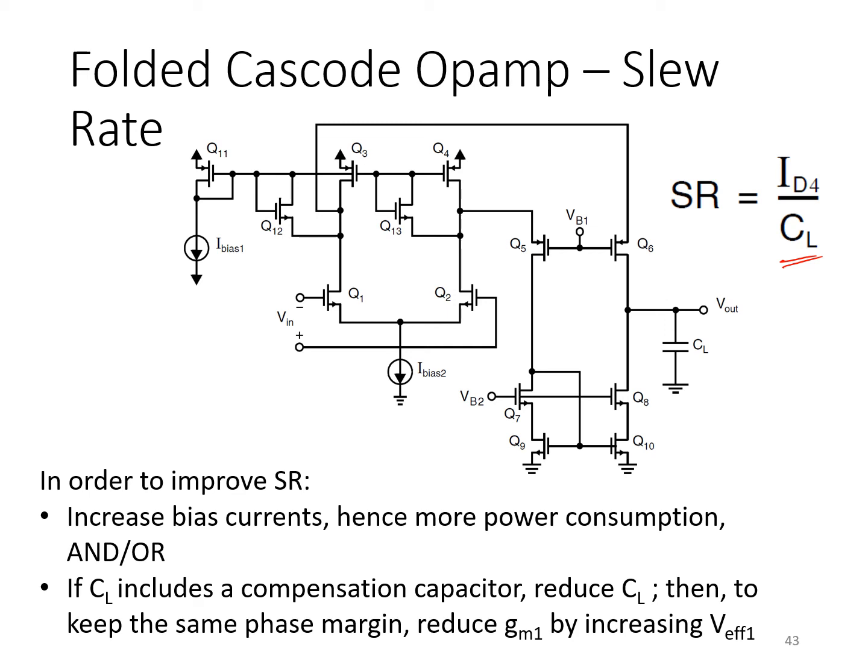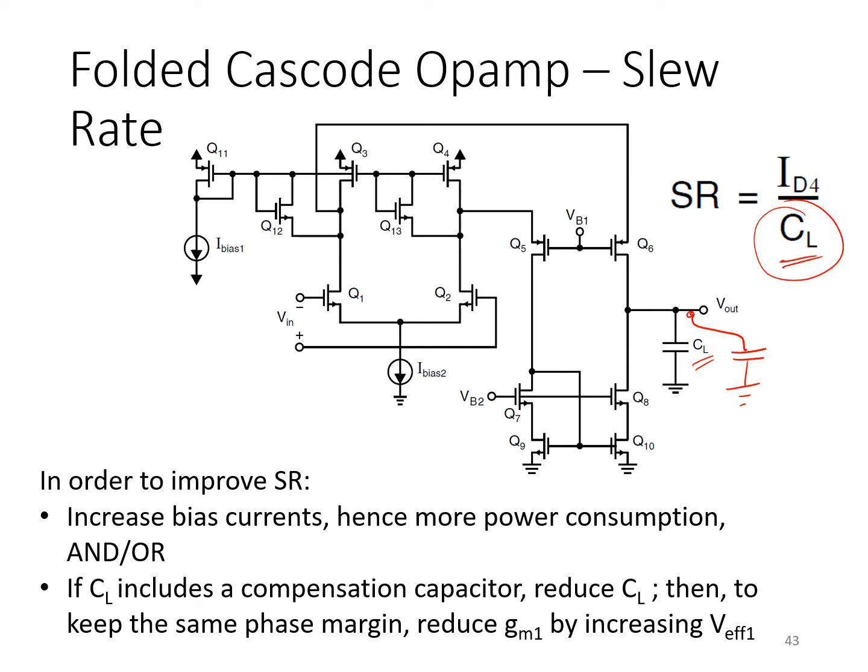Well, one approach you can take is if CL includes a compensation capacitor. Let's say part of CL is formed by an explicit capacitance that you've added to ensure sufficient phase margin. Well, you could reduce or eliminate that extra compensation capacitor. That would obviously reduce CL and boost your slew rate without adding any extra power consumption. Unfortunately, that compensation capacitor was presumably there for a reason, and that was to provide your desired phase margin. So by doing that, you would lose some phase margin.